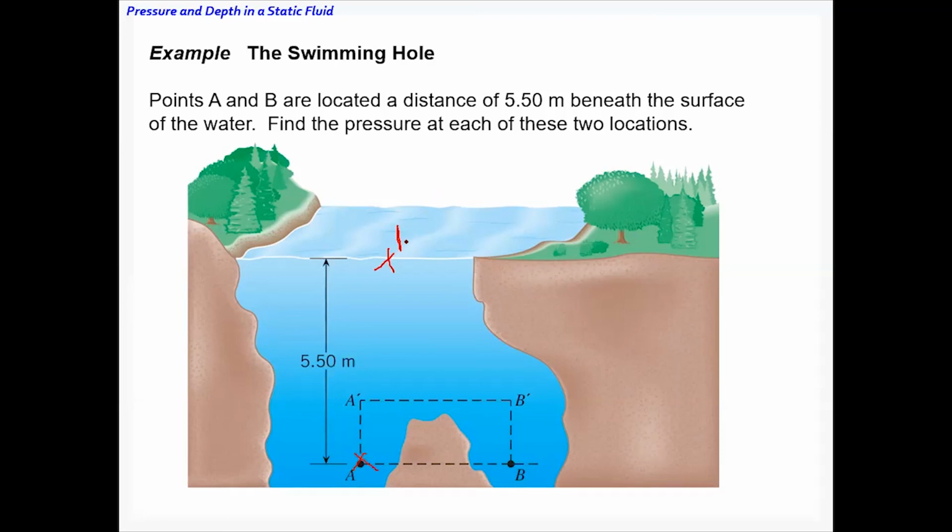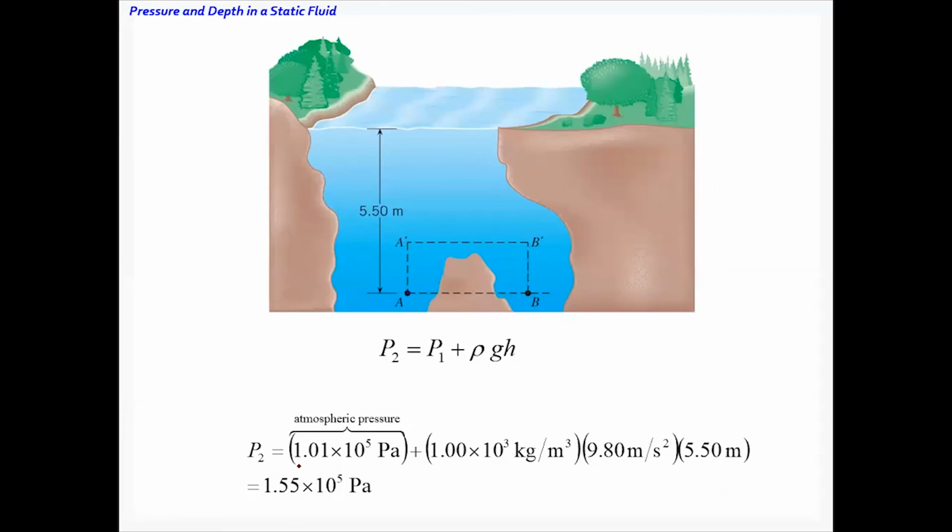So how much is the atmospheric pressure? Do you know the value? It is a constant, and it will be given in the test. The atmospheric value is this one here, 1.01 times 10 to the 5 Pascal. That's called atmospheric pressure. That's the pressure at this point right here. One question is already answered.